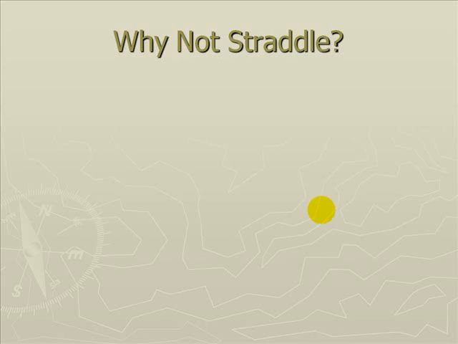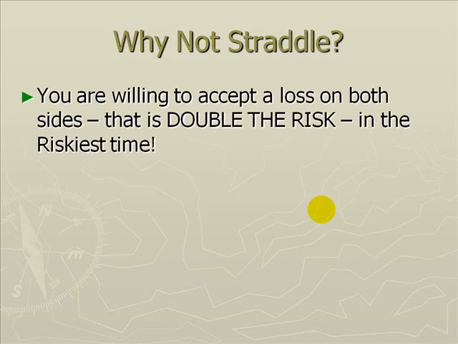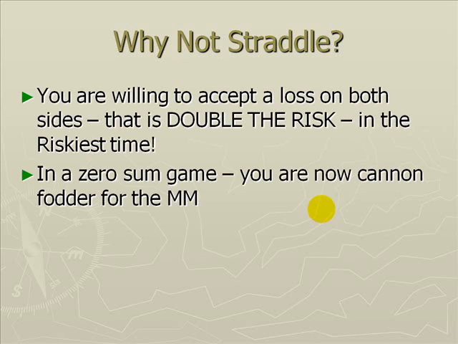All right. So the question then is, well, why not just straddle the thing? Well, first of all, that means that you're willing to accept a loss on both sides. That is double the risk, and you're doubling your risk in the riskiest time to be in the market. Okay. Number two, in a zero-sum game, you are now cannon fodder for the market movers. They know where the dumb money puts their straddles, and they will take them out on both sides.